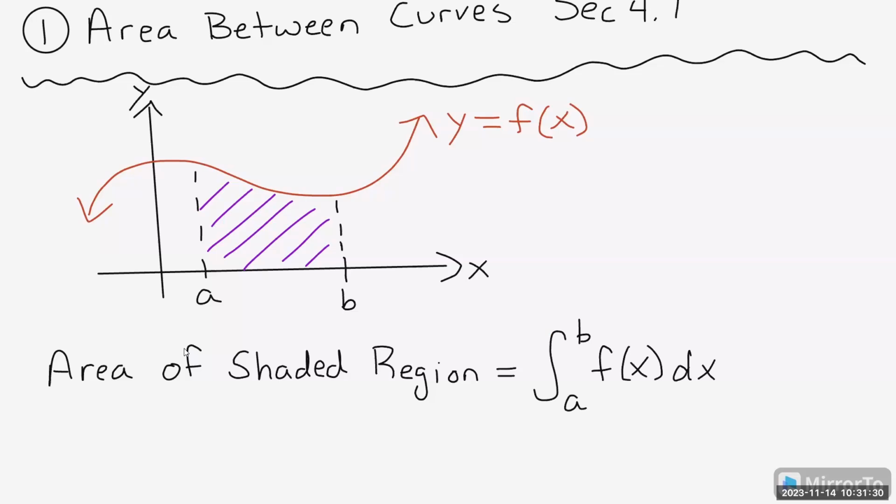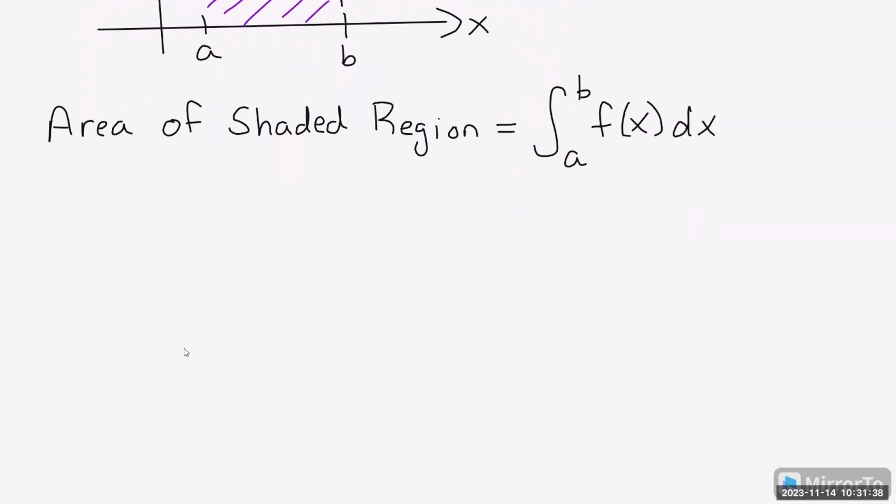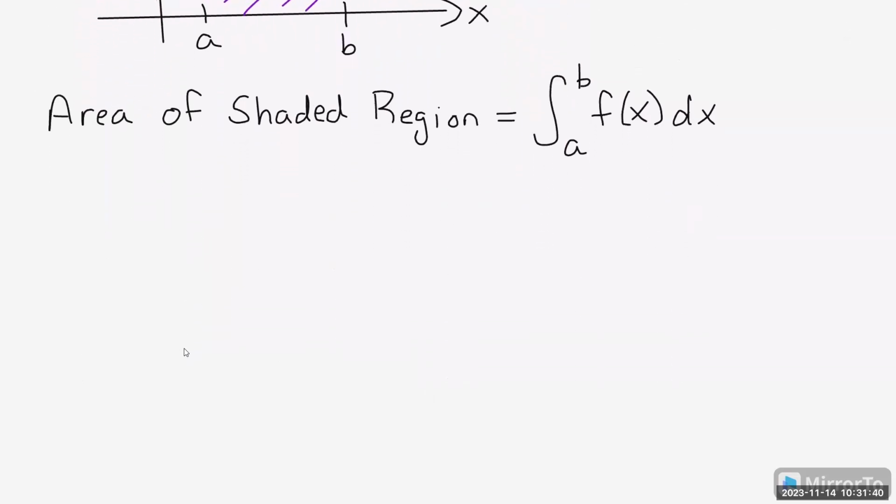So this section is really just a continuation of this idea. It's the same exact idea. It just shows us that we can also use the definite integral to find the area between two curves. So we can find the area under a curve, and we can also find the area between two curves.